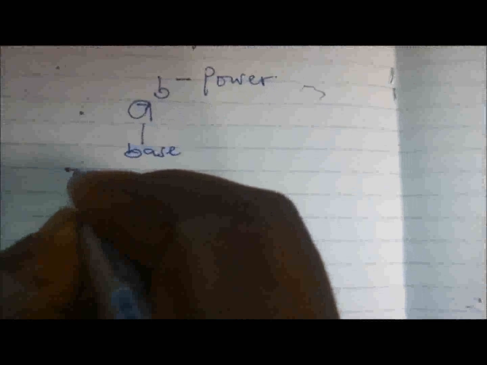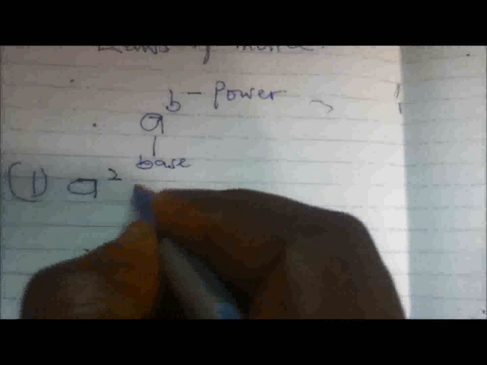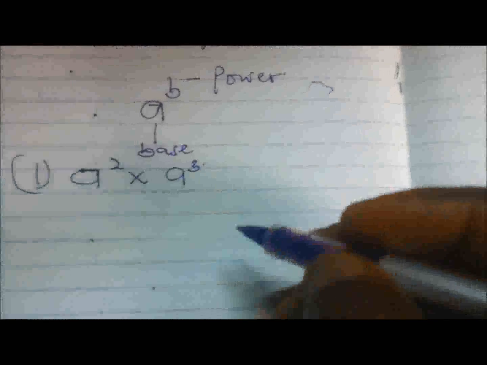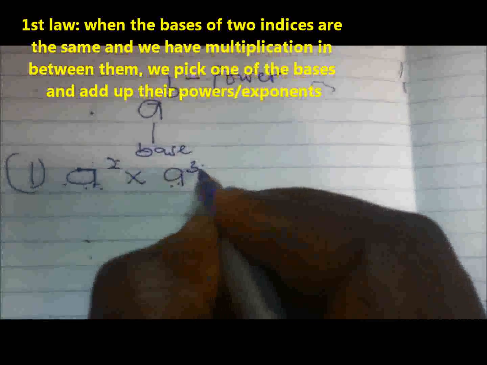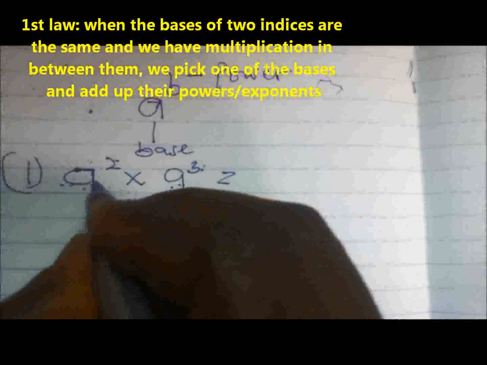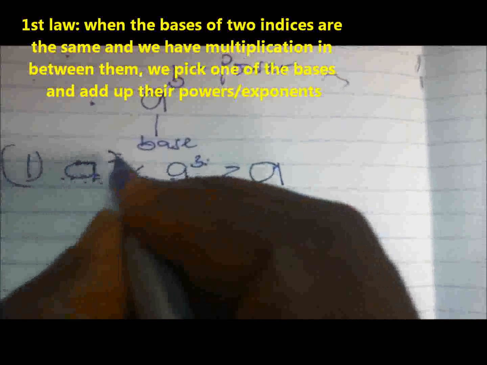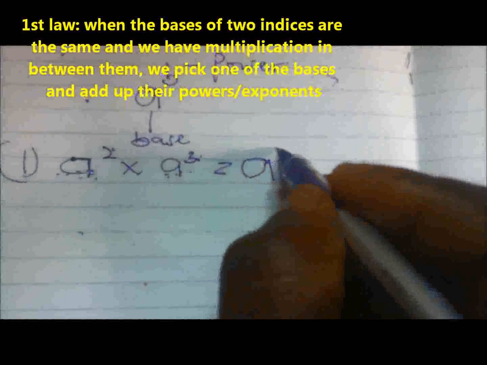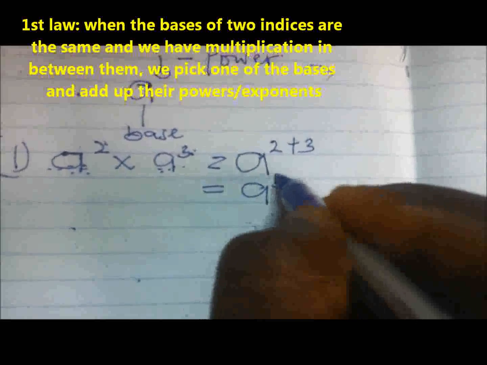Laws of indices. The first law states that when we have a raised to the power of 2 multiplied by a raised to the power of 3, when the bases are the same, we add their exponents together. That is, we pick one of the bases, that is a, and then we add the exponents, 2 plus 3, and that's going to give us a raised to the power of 5.